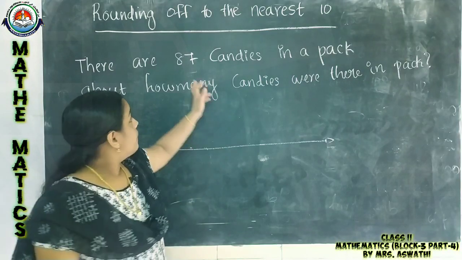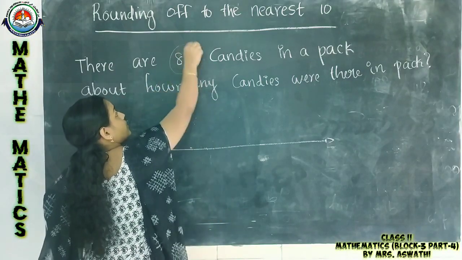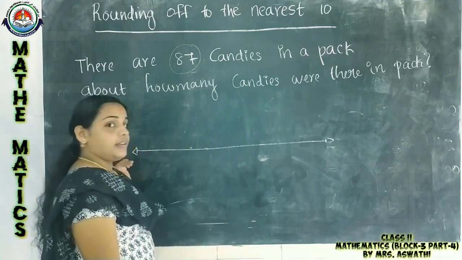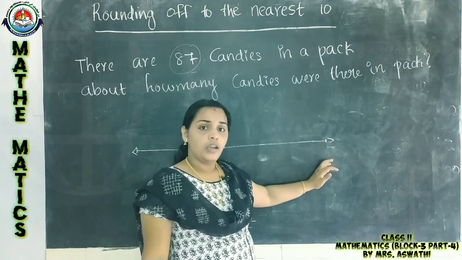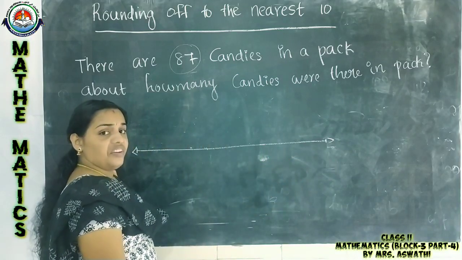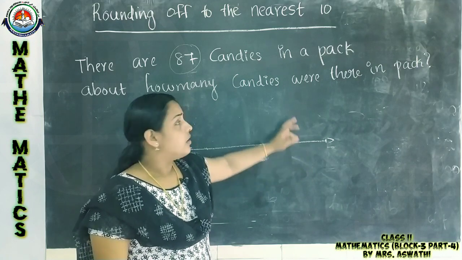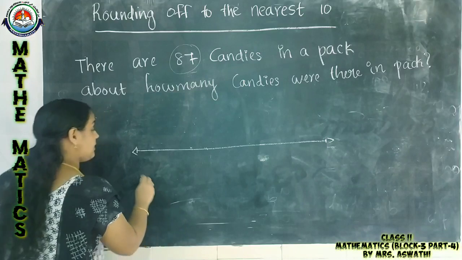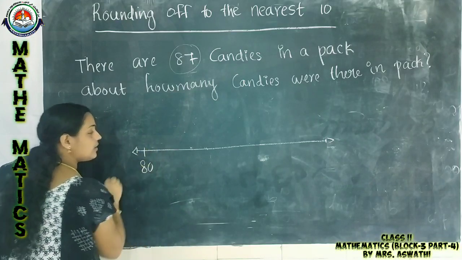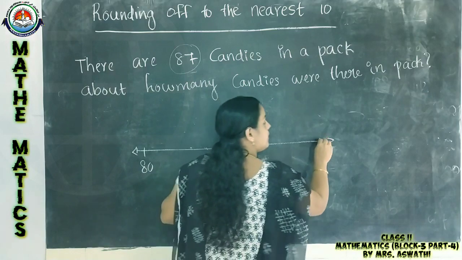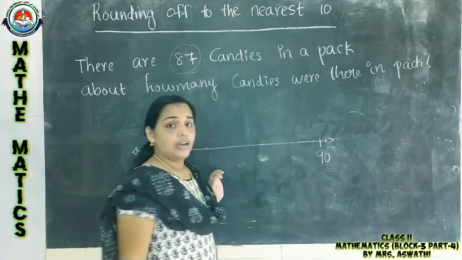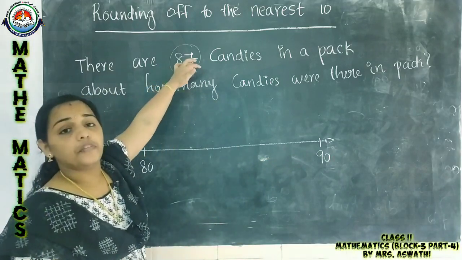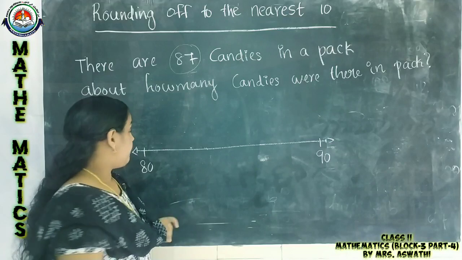Then number 87. 87 lies between 80 and 90. The 87 starts from 80 and goes to 90. Yes, first we find the tens between which this number lies on the number line. Then find the position of this number on the number line. Okay.